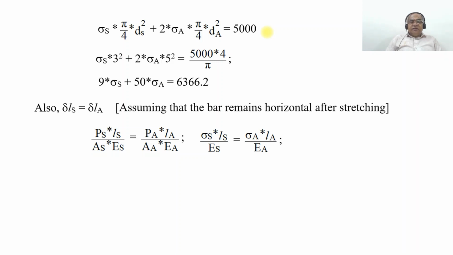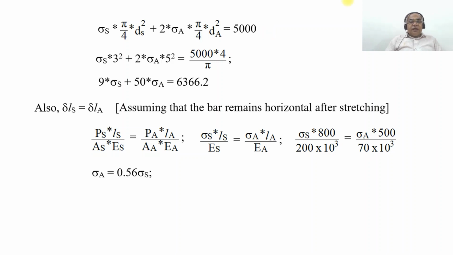You know the values of the length of the steel bar and the Young's modulus, and the length of the aluminum bar and its Young's modulus. So substituting: sigma_S into 800 divided by 200 into 10 to the power of 3 is equal to sigma_A into 500 divided by 70 into 10 to the power of 3. On simplification, sigma_A will be equal to 0.56 into sigma_S.